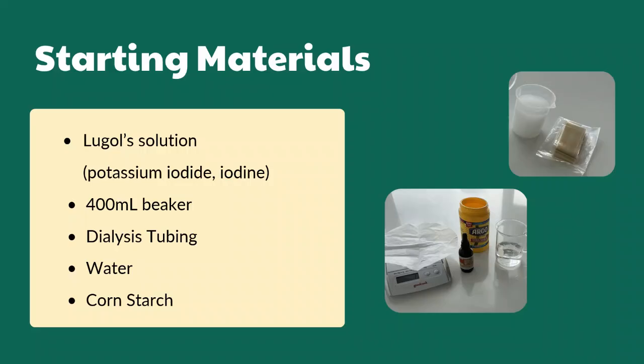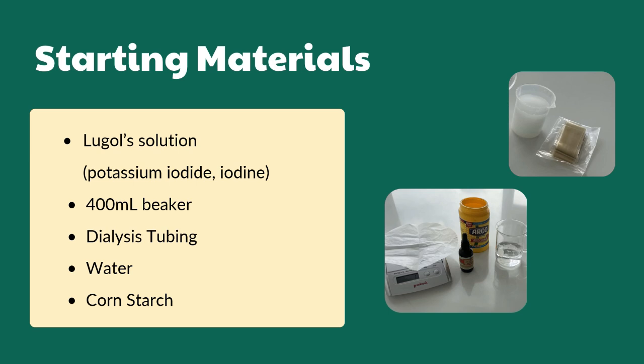To set up our experiment, we will need Lugol solution. We used a concentrated solution of 4% potassium iodide and 2% iodine, which will be diluted further in our experimental setup. We will need a beaker to perform the experiment, as well as dialysis tubing for the membrane, water, and cornstarch. To make the starch solution, we mixed 3 grams of cornstarch with 100 milliliters of water and mixed well. Then we poured the solution into the tied-off dialysis tubing.